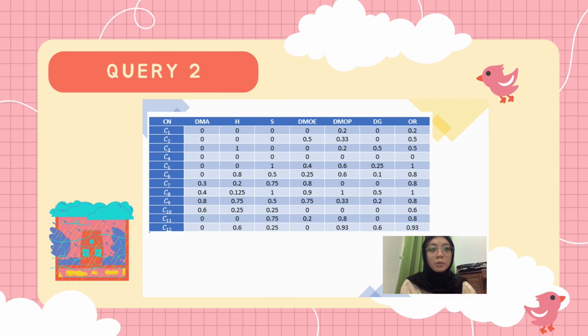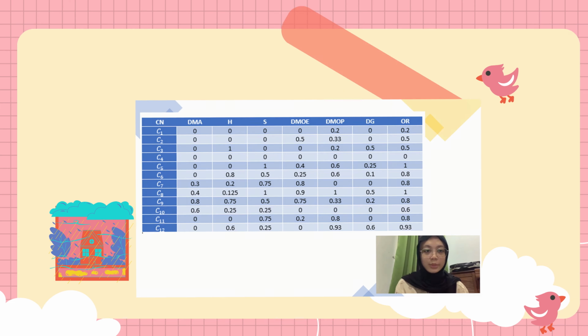The query formula can be obtained from query 1 by changing and to or. Hence, now the attributes are connected by or, which is max. For company C3 in this table, for instance, we get max of 0, 1, 0, 0, 0.2 and 0.5, which equals 0.5. For C8, max of 0.4, 0.125, 1, 0.9, 1 and 0.5 equals 1. The result for all companies is given in the last column of this table.